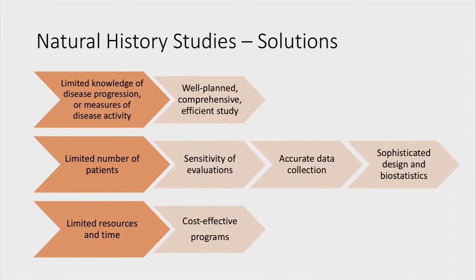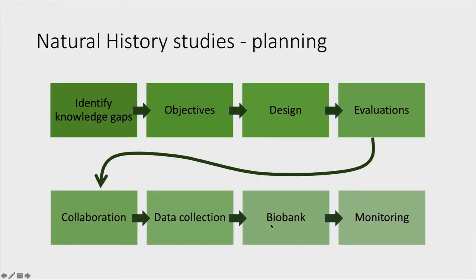We need really good data collection and sophisticated design and biostatistics, and we need cost-effective programs. And here you can see the different processes one goes through to actually develop a natural history study, to plan it. We want to find out what we don't know. We want to think about what we want to do going forward, but we want to be flexible. We want to be able to be dynamic and change that.